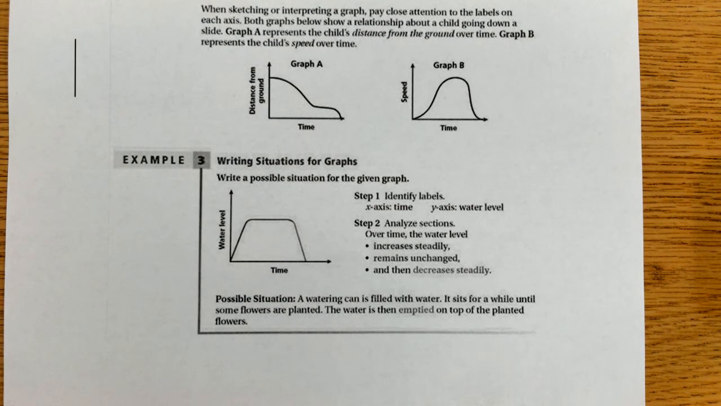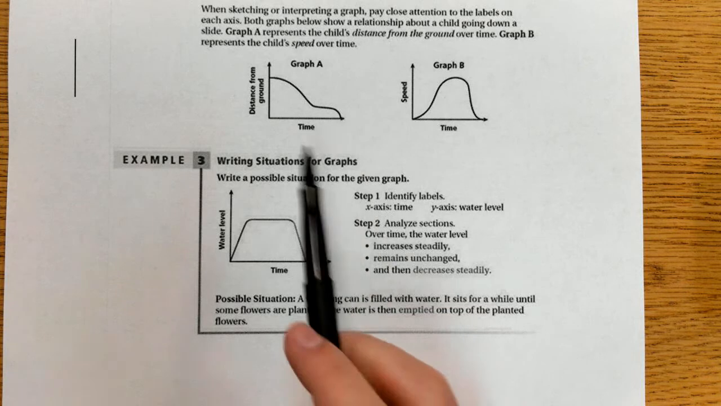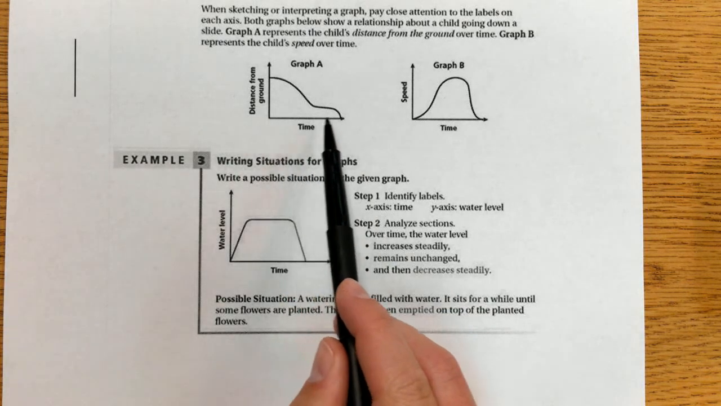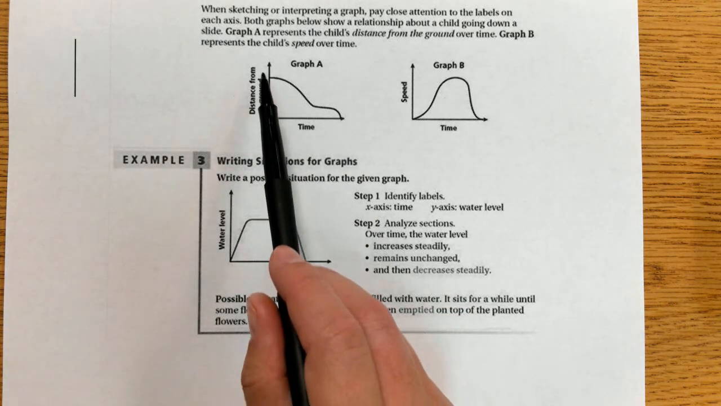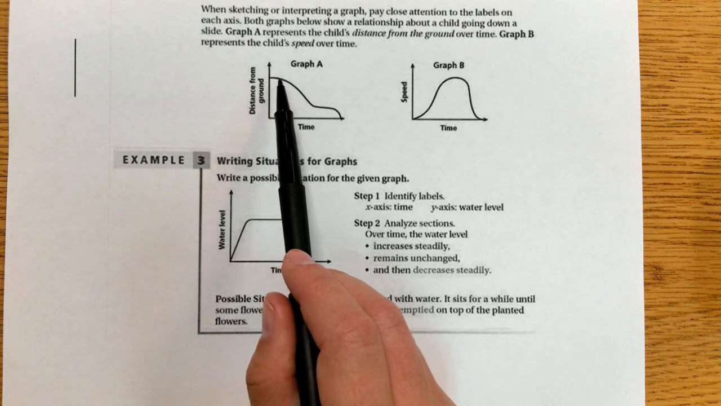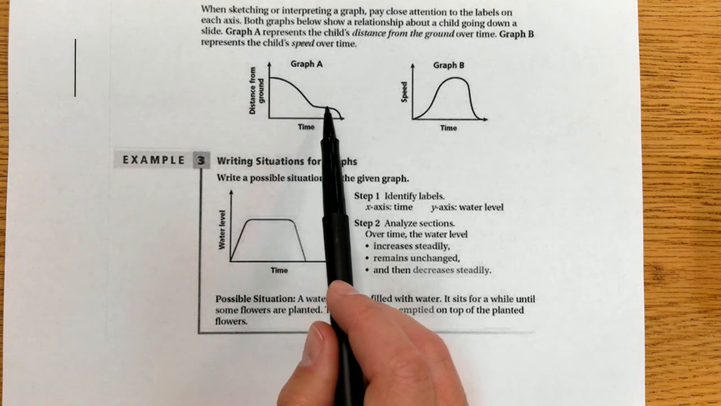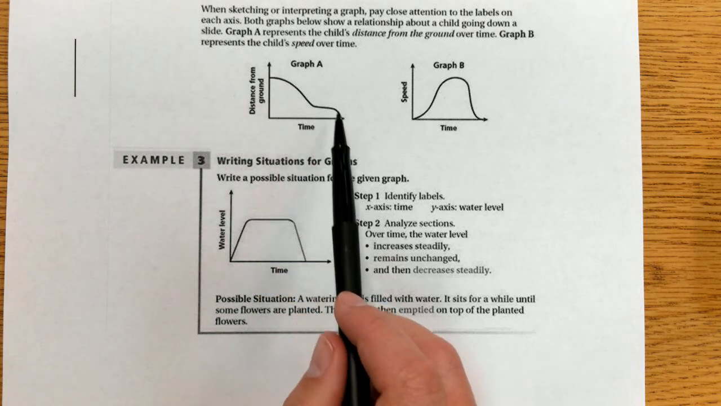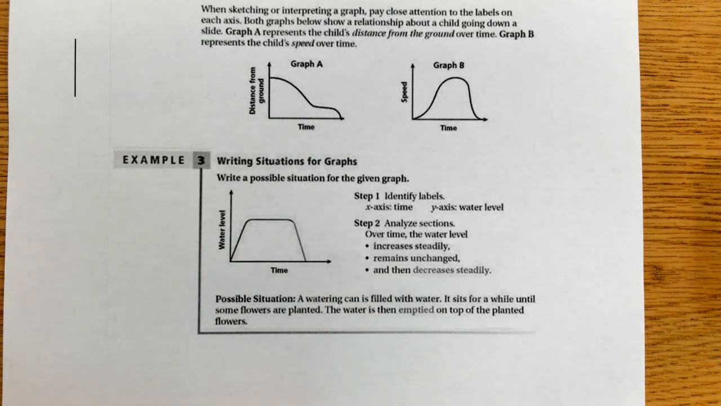Okay. When sketching or interpreting a graph, pay close attention to the labels on each axis. Both graphs below show a relationship about a child going down a slide. Graph A represents the child's distance from the ground over time. So we have time increasing, and then the distance from the ground. So you're starting at the slide, you're going down, and then you level off a little bit, and then down again. So it's kind of a curvy slide.